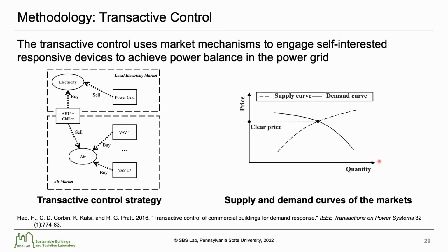After that, based on the clear price, each agent determines the amount of resource it will buy or sell at that optimal solution. At this stage, the demand and supply in the market will be balanced, and the market is considered to be cleared.